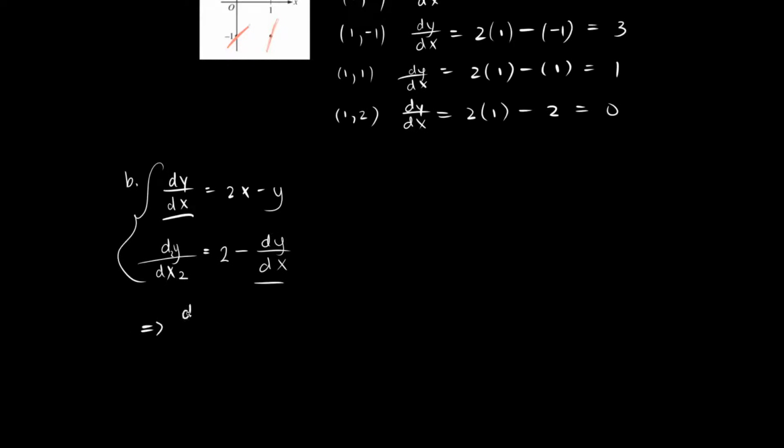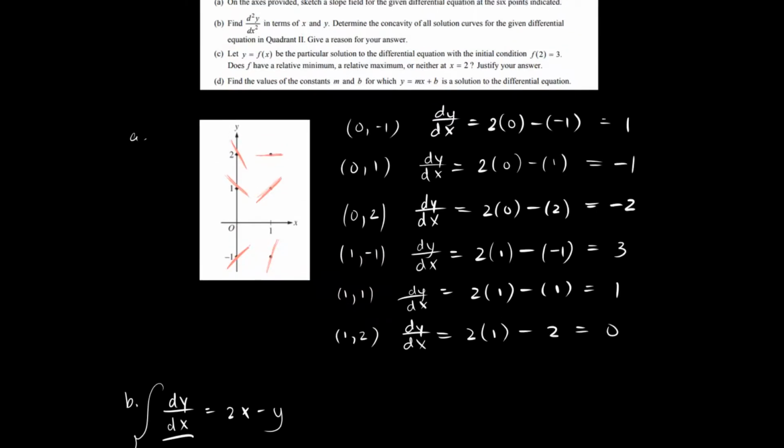So the second derivative, d2y dx squared, is equal to 2 minus the quantity 2x minus y, which can be further simplified down to just 2 minus 2x plus y. Now, the second part of the question asks us to determine the concavity of all solution curves for the given differential equation in quadrant 2. And to give a reason for our answer.